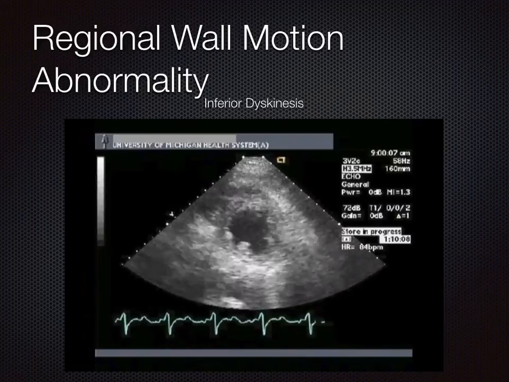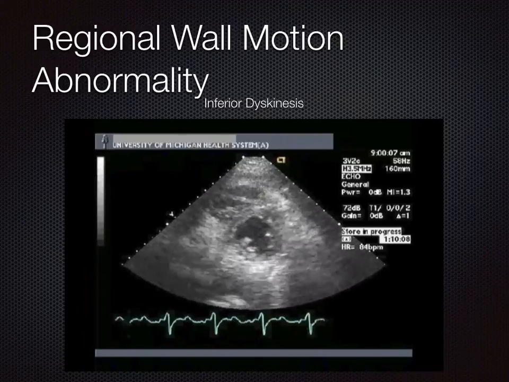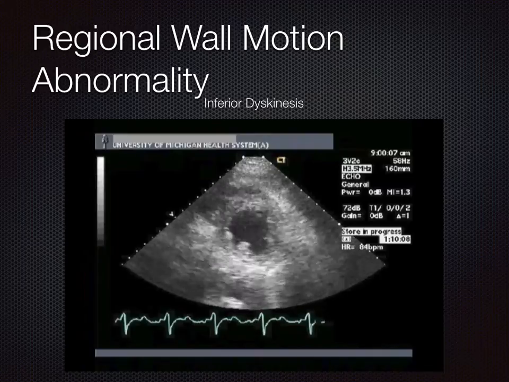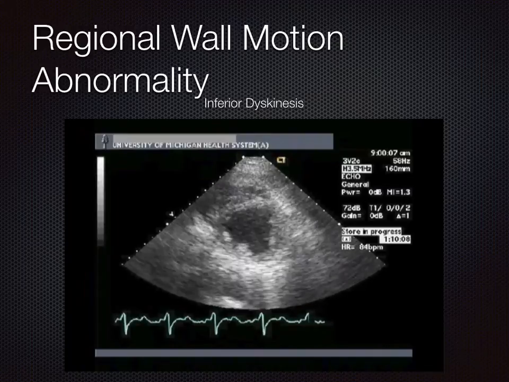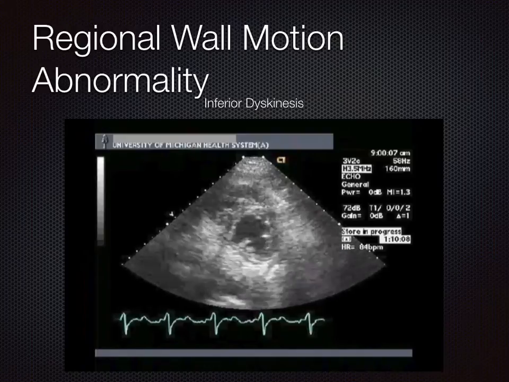Okay, on this aspect, the inferior wall is not thickening and contracting inwards much, whereas the other walls are thickening and contracting inwards. So you can see that down the bottom left part of this short axis view through the papillary muscle.